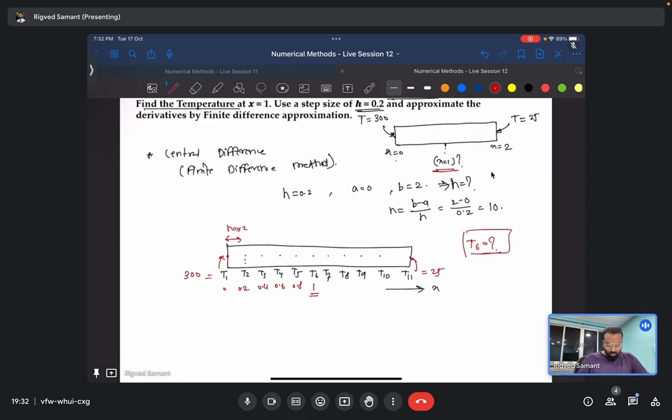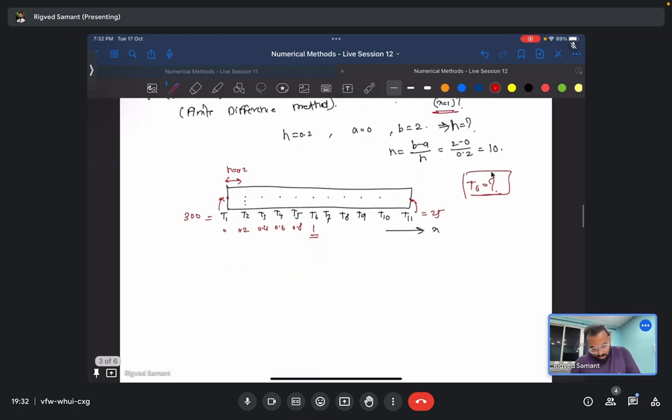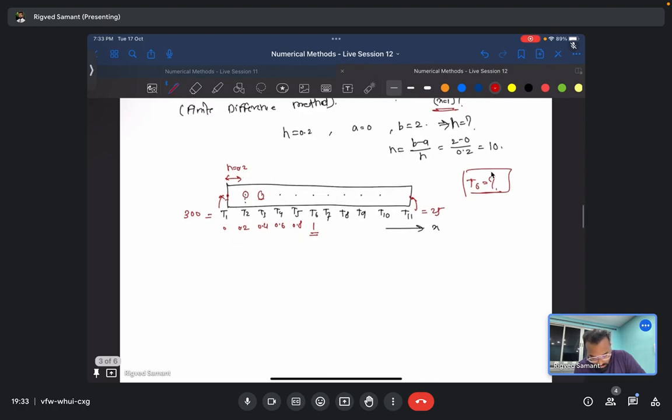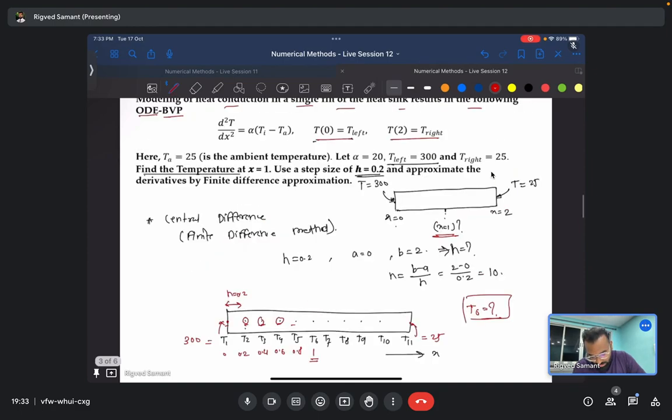Now, if you see this point, the temperature at this point would be dependent on this point and this point. Are you all agreed? Similarly, the temperature at this point would be dependent on this value and this value. Yes, they are interrelated. So we can make an approximation to this ordinary differential equation.